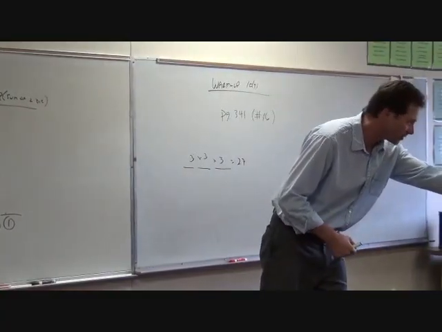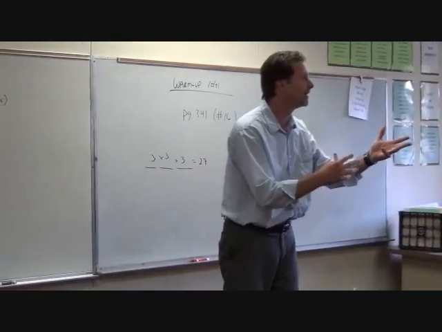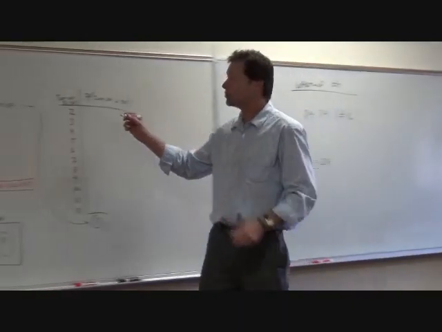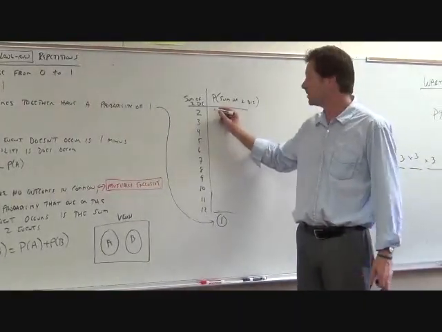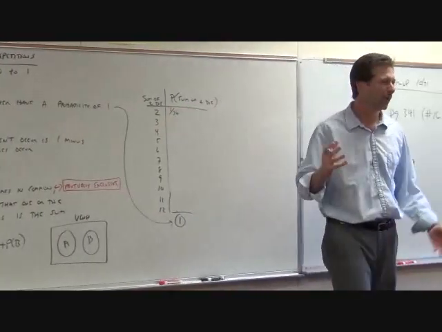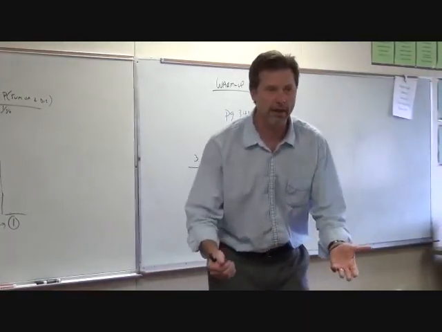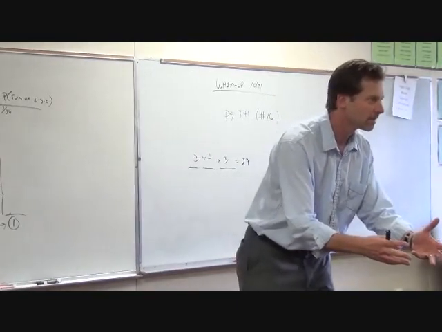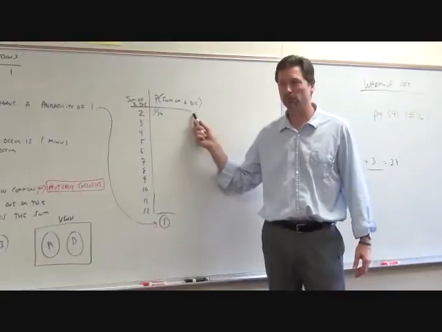Now, of those 36, how many occurrences were there of getting exactly 2 as the sum? 1. There's your 1. Okay? So the probability that you will roll 2 dice and they'll add up to 2 is 1 over 36. I don't know what that is, a little over 2%. So we could run the simulation. You could roll 2 dice 1,000,000 times.